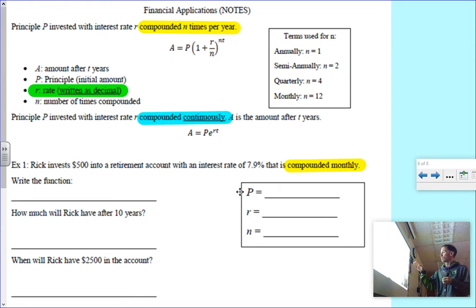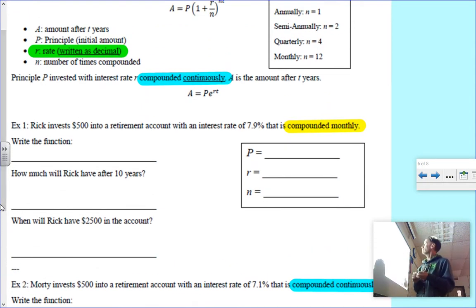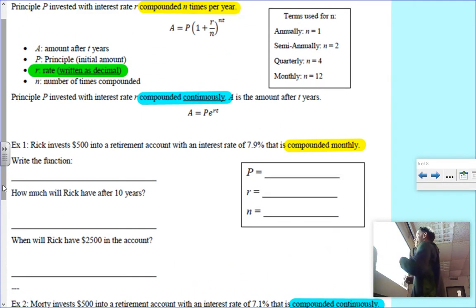So the first example, we have two people, Rick and Morty, because why not? The first situation, Rick invests $500 into an account with an interest rate of 7.9% that's compounded monthly. So that's going to be my first equation, okay? So let's see what these different ones are. He's investing 500, so that's my P. My R, again, 7.9%, but change it to a decimal. So that's going to be 0.079. Always move the decimal point twice. And then compounded monthly, 12 months a year, so N is going to be 12.